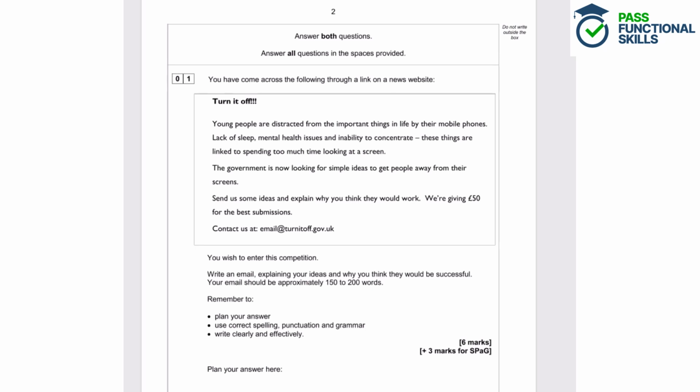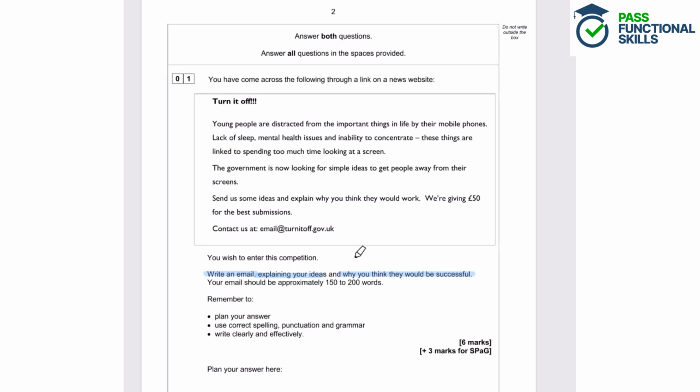So let's think about what we're being asked to do in this question. It's really important that when you first look at a question, you identify the text type that you're being asked to write. This will help to give you some ideas about the purpose and will show you which formatting and organisational features you need to be using. So we've been told that we need to write an email. So we need to consider that in our planning. We also need to think about the purpose of the text. So our purpose is to explain our ideas and explain why we think they would be successful.